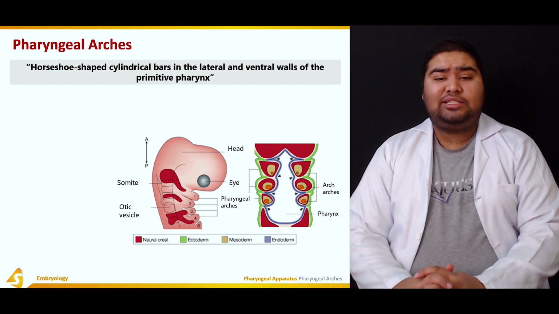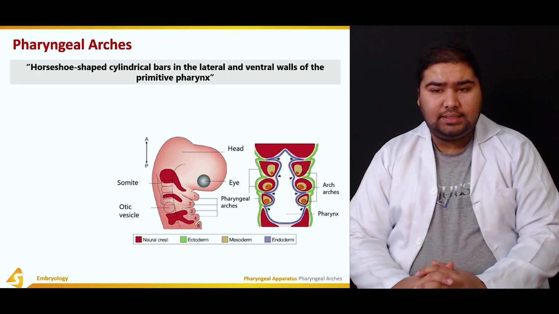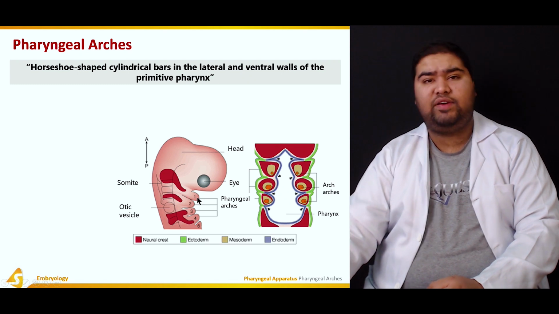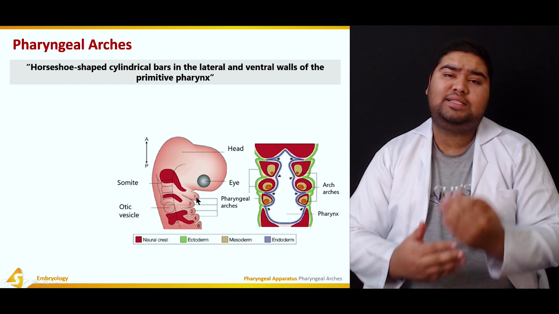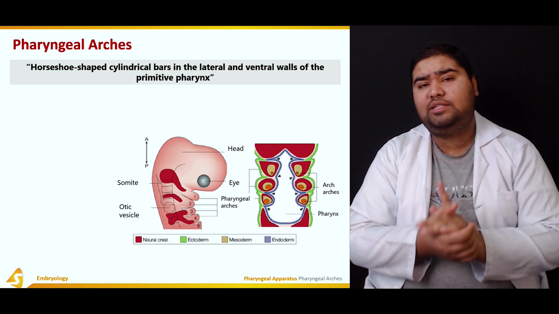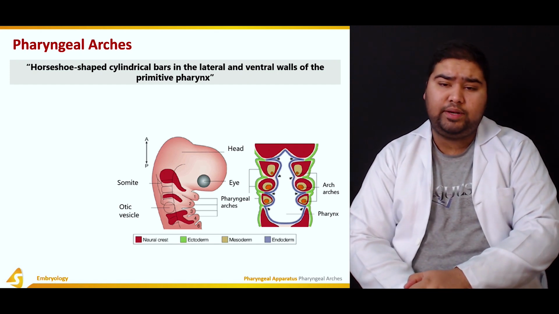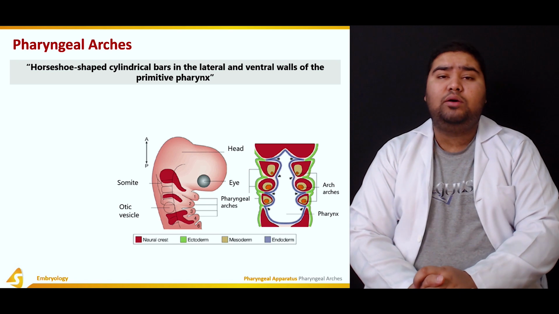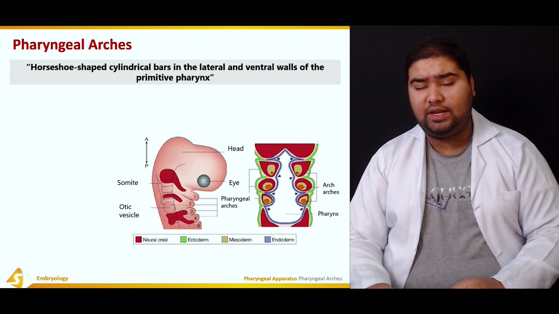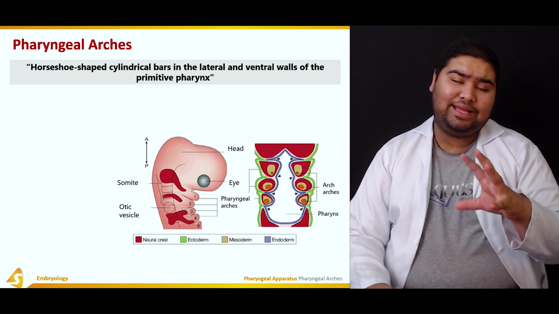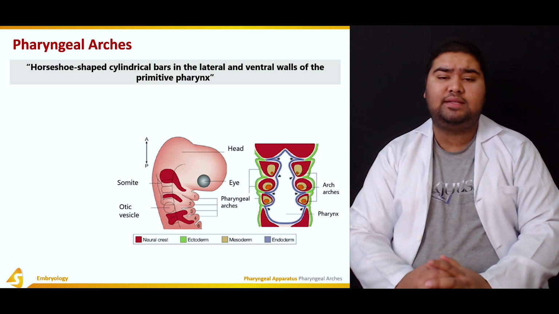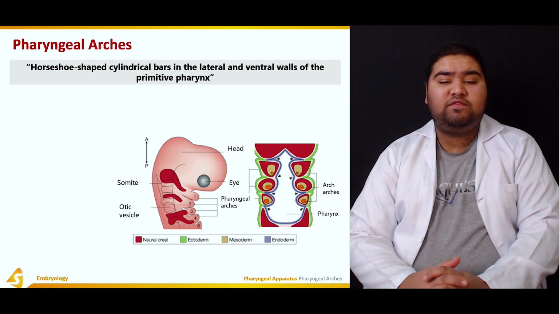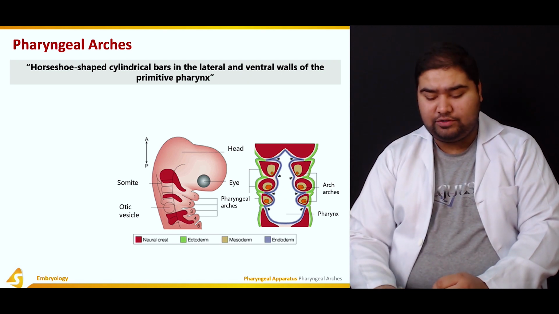Pharyngeal arches are horseshoe-shaped cylindrical bars in the lateral and the ventral walls of the primitive pharynx. So these are the lateral walls and the ventral walls. For the purpose of understanding, this is the dorsal aspect, this is the ventral aspect. Ventral walls are towards the anterior abdominal wall, and pharyngeal arches are horseshoe-shaped cylindrical bars that lie in the ventral as well as the lateral walls of the developing fetus, in the area of the primitive pharynx. So what do these pharyngeal arches do? They provide support to the wall of the primitive pharynx laterally as well as ventrally.